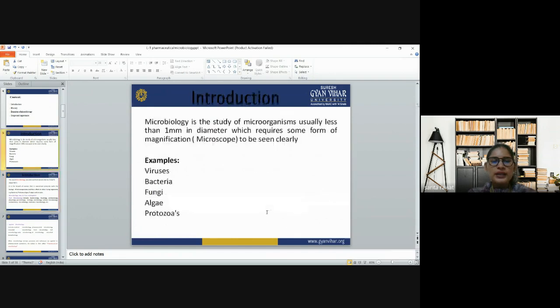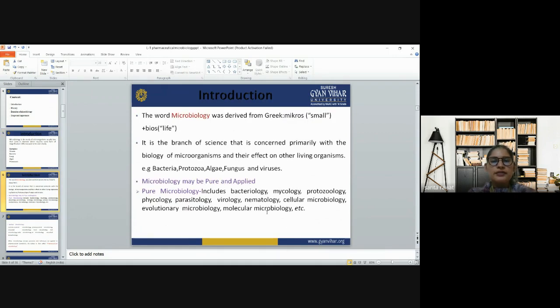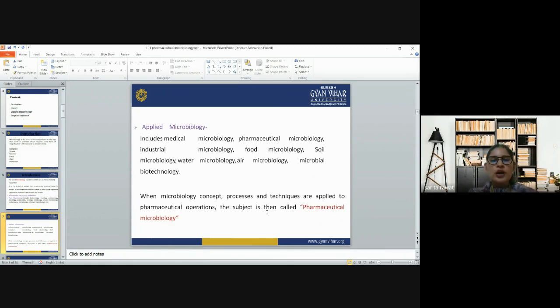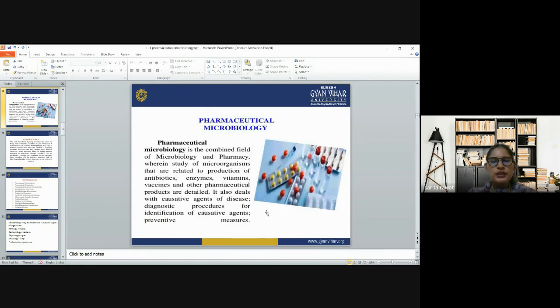It includes virus, bacteria, fungi, algae, and protozoa. Microbiology is made up of two words, micro, which means small, and bios, which means life. Microbiology may be pure and applied. Pharmaceutical microbiology comes under applied microbiology. When microbiology concepts, processes, and techniques are applied to pharmaceutical operations, the subject is known as pharmaceutical microbiology.